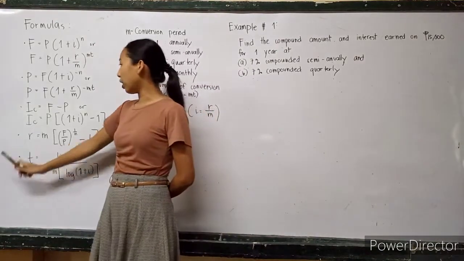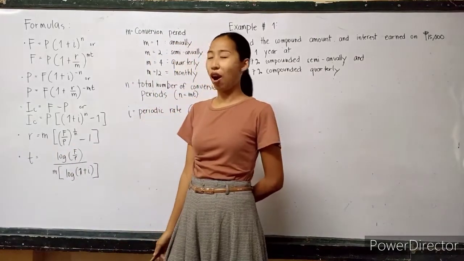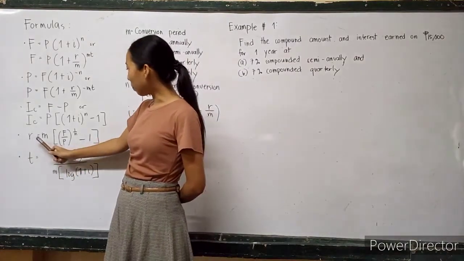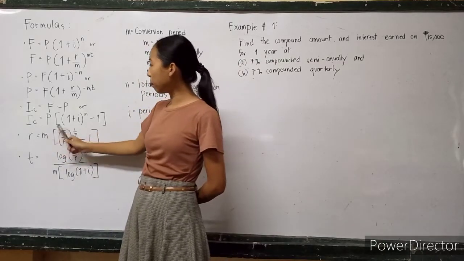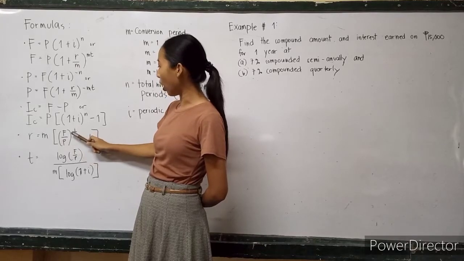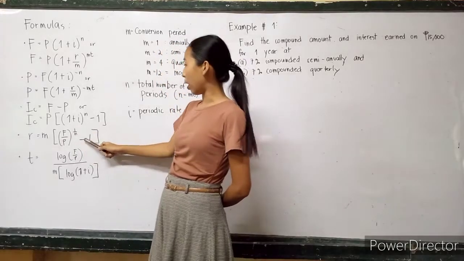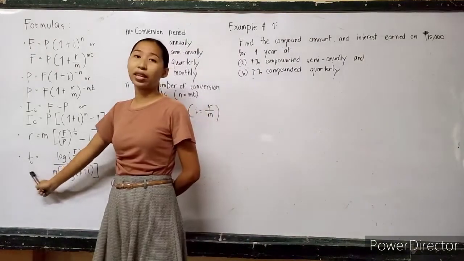Okay, last one, not last one, second to the last, we have the rate or R. If you are looking for R, you are going to use this formula. M, bracket, F divided by P, raised to the power of 1 divided by N, minus 1, then bracket.